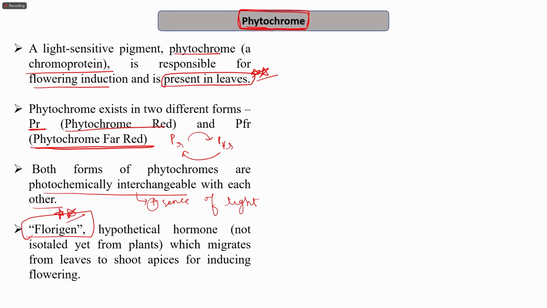So it's a hypothetical hormone, florigen, which migrates from leaves. As I mentioned, phytochrome is responsible for flowering induction, and is present in leaves. So it is in the leaves that the hypothetical hormone florigen is also present, which migrates from leaf to shoot apexes for the induction of flowering.